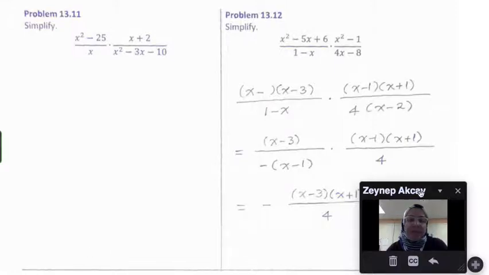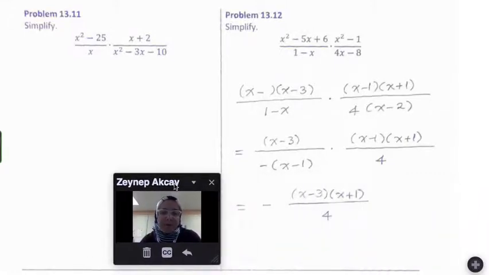We have a multiplication in problem 12. So let's factor each numerator and denominator. The first numerator is a trinomial. The first coefficient is 1, therefore we can simply find the factors of the last coefficient, 6, that add up to -5. Those numbers are -2 and -3. So we factor it as x minus 2 times x minus 3.